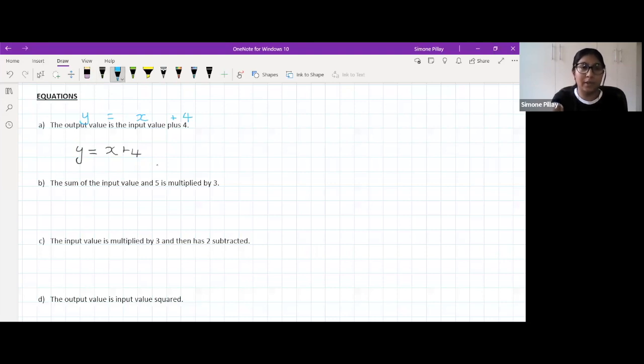Next one might be a little bit harder. Let us look at it. They said the sum. Immediately I see sum, I'm going to put a little plus on there. Can I please scroll up? I will do so after I finish this question. They told us that the sum of my input value. What do I know my input value is? I know that my input value is going to be X. So the sum of my input value and 5 is multiplied by 3.